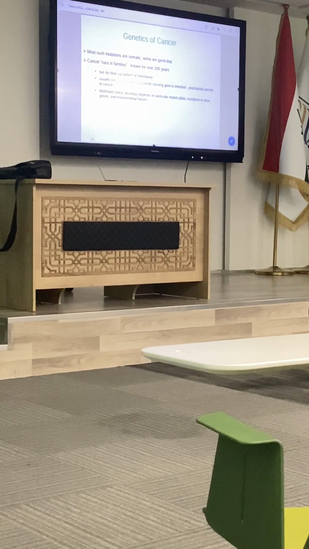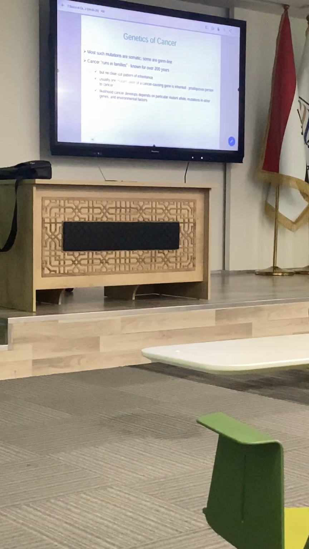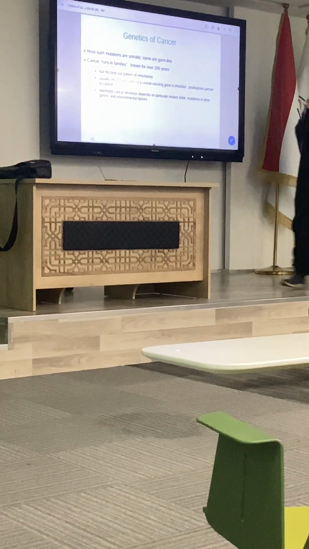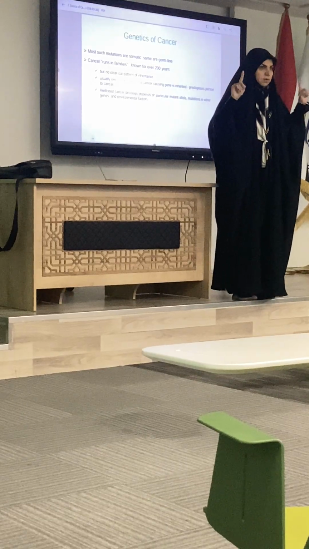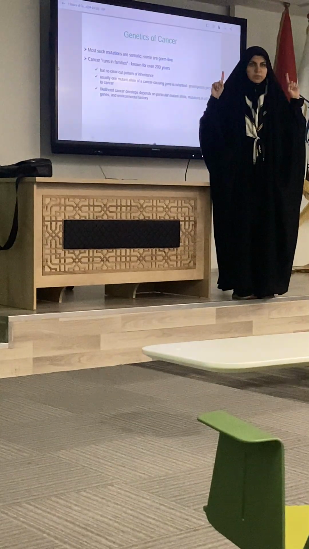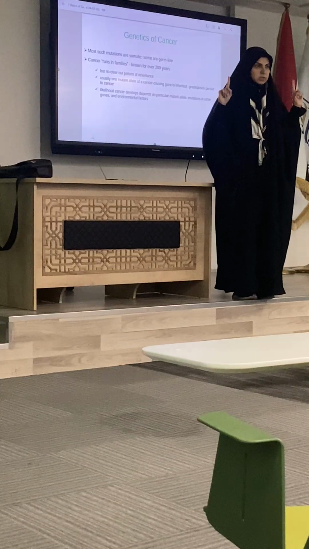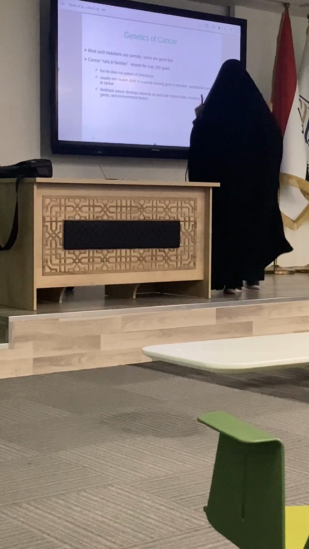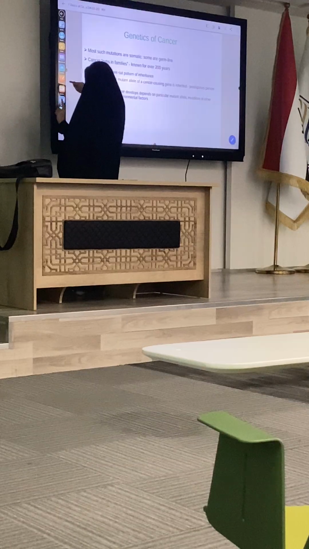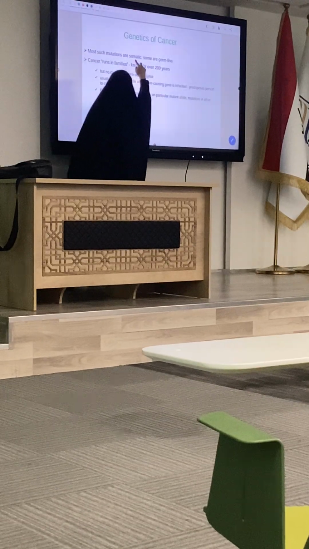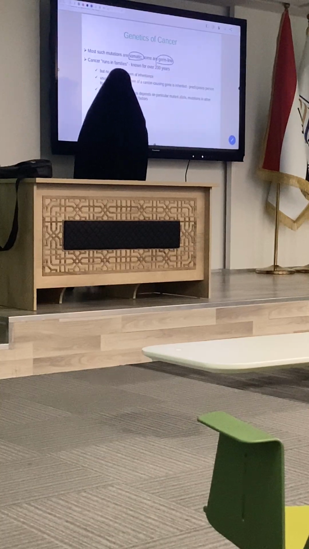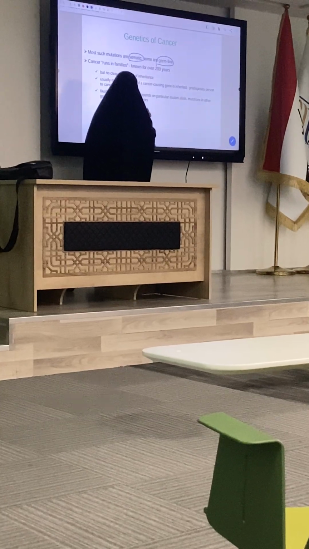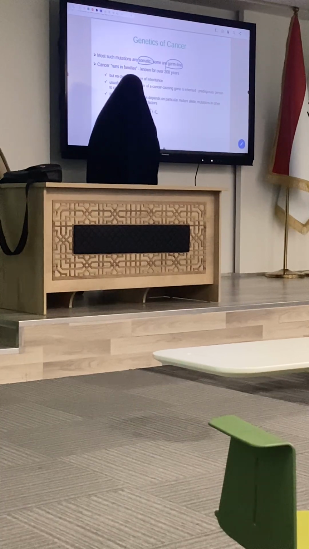Somatic mutations give tumors and are not inherited, yeah? So again, one important point, maybe a question in the exam: what is the difference between somatic and germline mutations? I give you an example of the exam. Somatic and germline, what's the difference? I will tell you now.